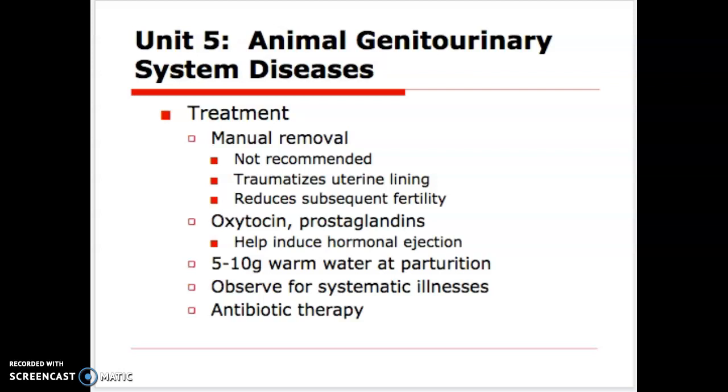So if you do encounter a situation where you have an animal with retained fetal membranes, observe them for systemic illness. Again, that's a wick right into the body system. You can get all kinds of things, bacterial infections that are introduced because of that. And so antibiotic therapy is often warranted here.